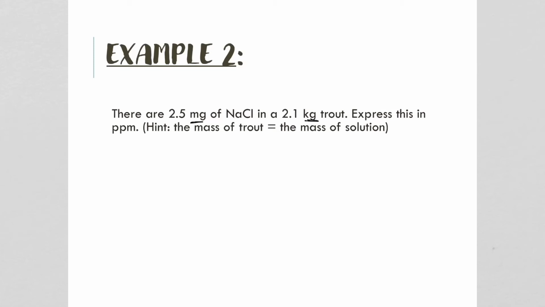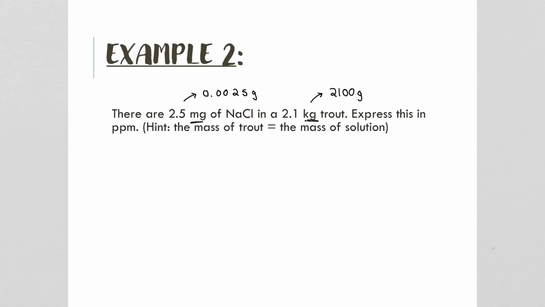So if we convert to grams, there's 1,000 milligrams in every gram. So we'll need to divide that by 1,000. So 2.5 divided by 1,000. You can move the decimal place over 3 as well. So 0.0025 grams. And then there's 1,000 grams in a kilogram. So we need to multiply that one by 1,000 or move the decimal place over 3 in the other direction. So that's 2,100 grams.